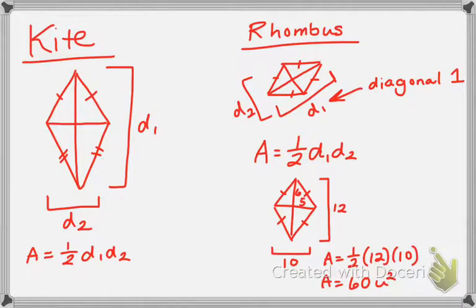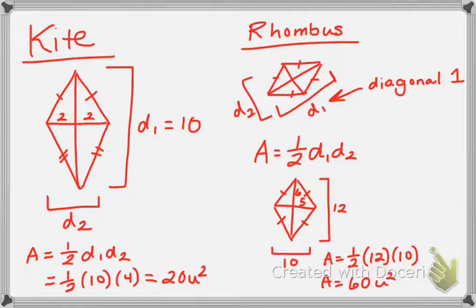So let's say my diagonal 1 here is equal to 10. And in diagonal 2 we have 2 and 2, which makes that 4. So now I would just do 1/2 of 10 times 4, which 10 times 4 is 40. Half of that is 20 units.